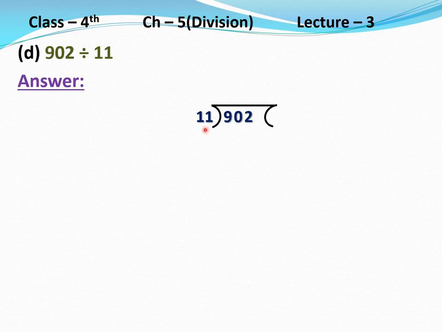Now multiply this 11 by a number so that it is equal to 90 or less than 90. It should not be greater than 90. 11 multiply 8 equal to 88. Write 8 here and write 88 here. Now we will do subtraction.